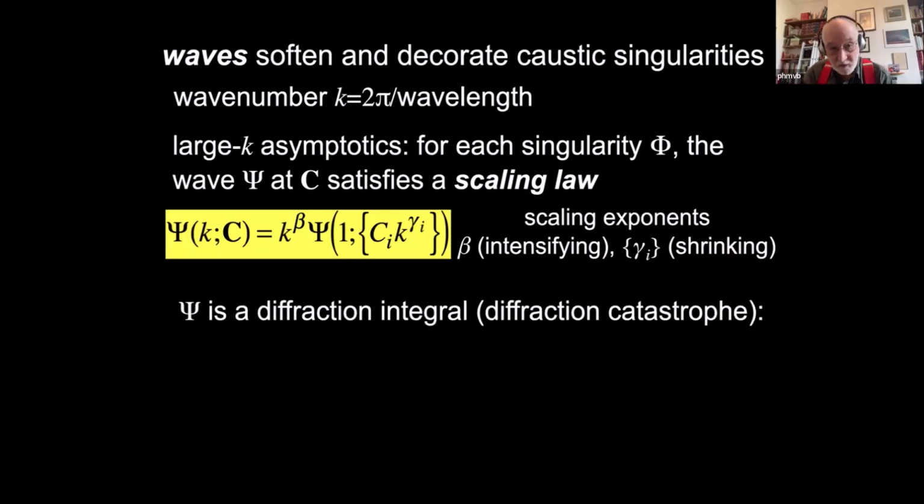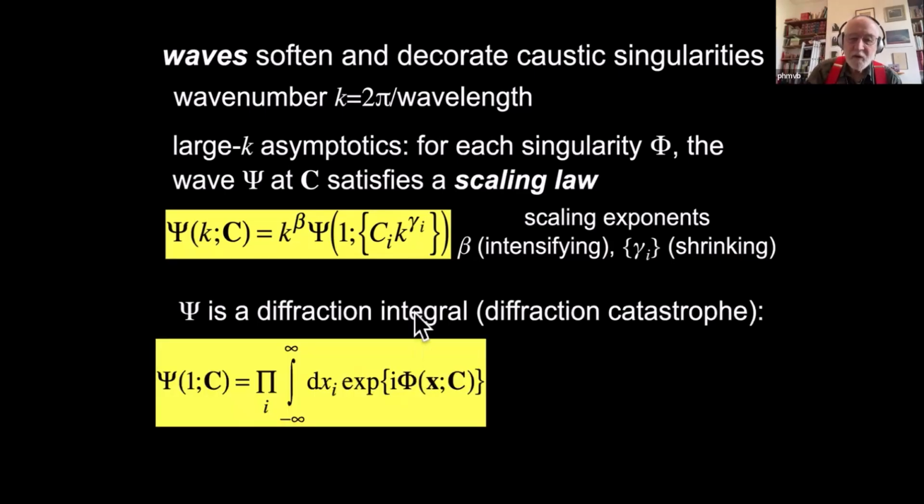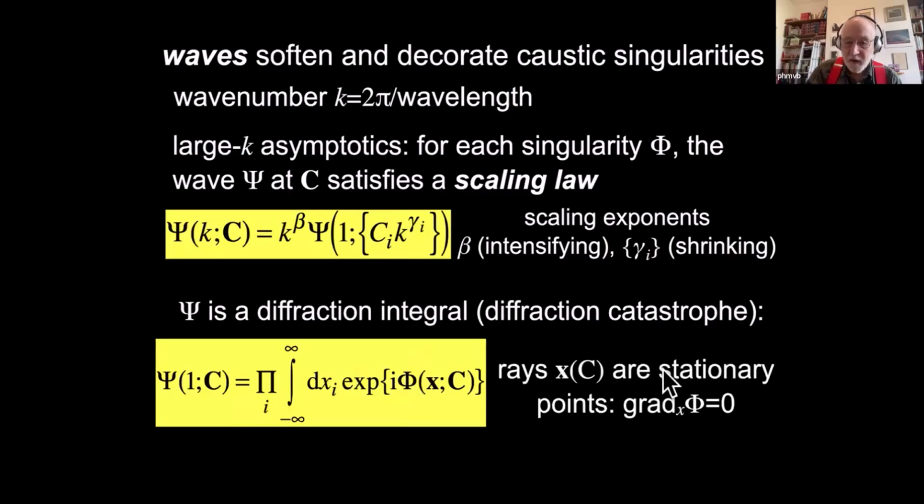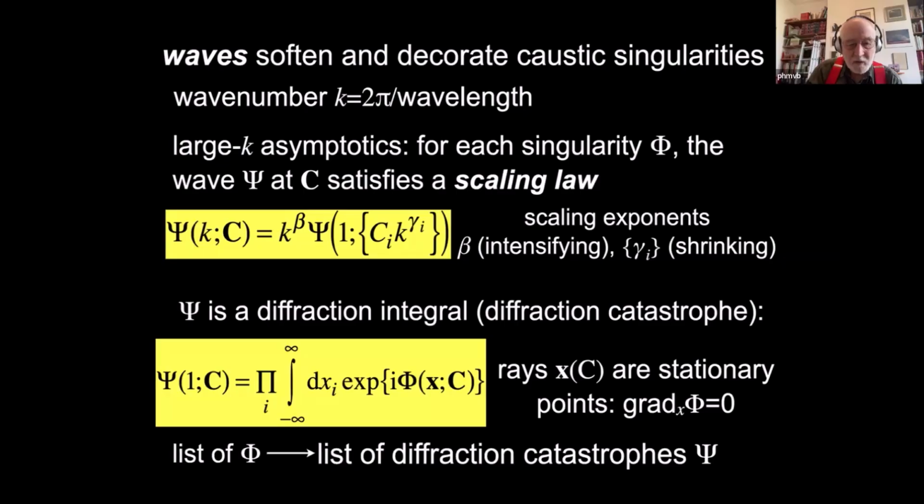Now, what is this psi? It's a diffraction integral where, instead of taking the gradient of the optical distance function, giving the rays as stationary points, you put it up in the phase and you integrate over the variables, depending on the number of dimensions that you have. Now, this tells you that a list of optical distance functions that the mathematics provides, representative normal forms for each of the different catastrophes, also gives you a list of diffraction catastrophes.